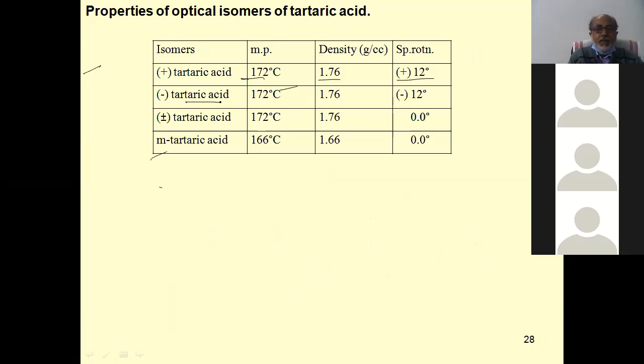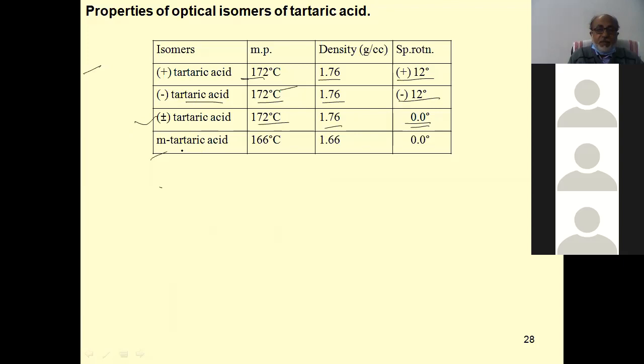And here, minus tartaric acid: melting point is 172, density is 1.76, and specific rotation is minus 12 degree. Then another variety we can have is plus-minus tartaric acid, which is nothing but an equal mixture of plus and minus tartaric acid, that means a racemic mixture. Here the melting point remains the same, but specific rotation becomes 0 because one compensates the other.